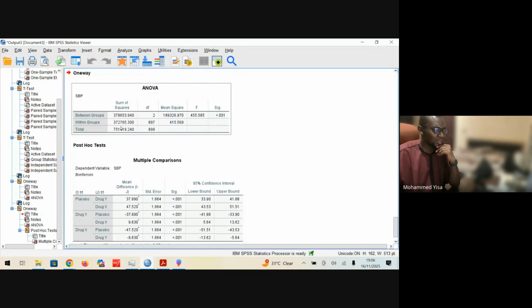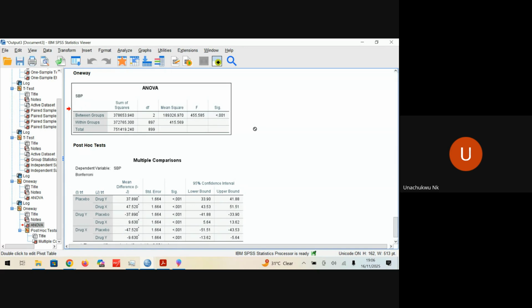Now you can see this is the ANOVA. This is the initial ANOVA that we did. This is the difference between the groups. There is a significant difference between the groups. Where does the difference lie?